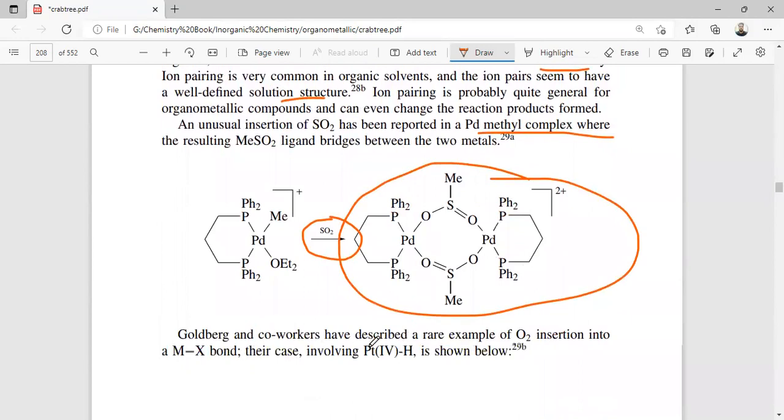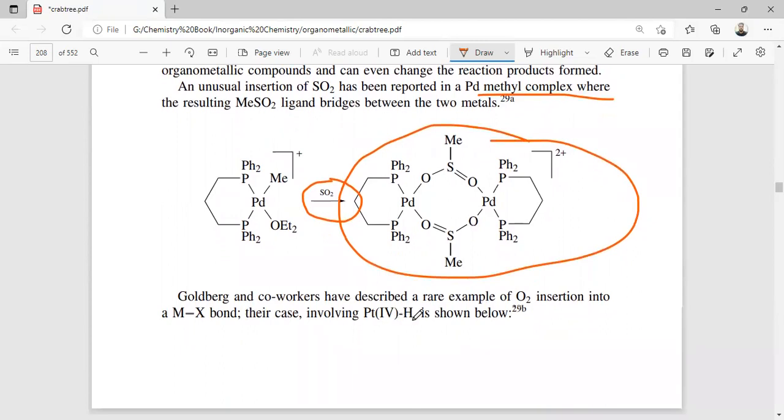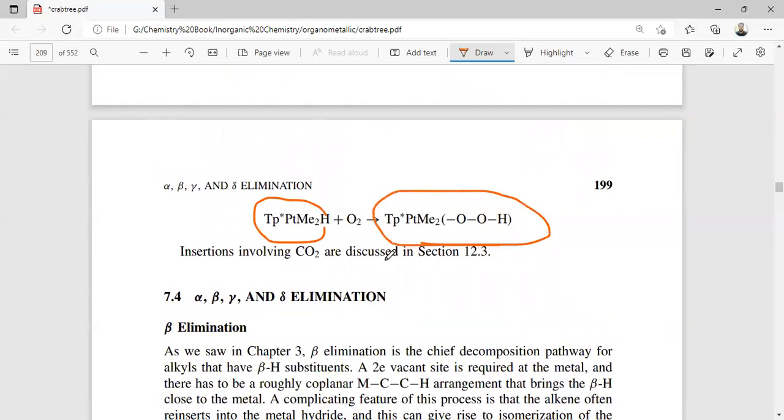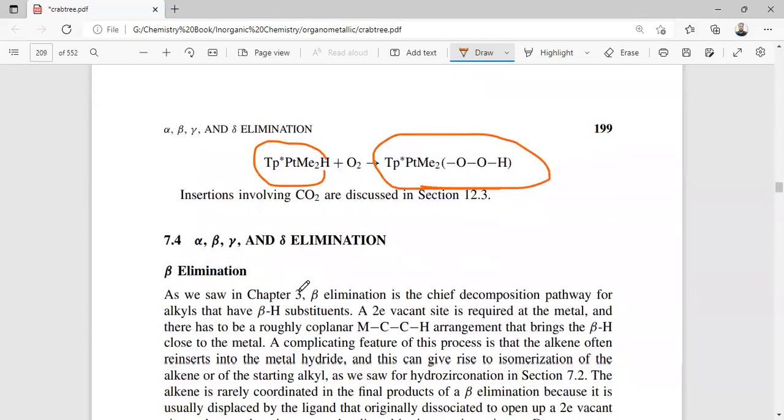Goldberg and Kowarskar have described a rare example of O2 insertion into the M-X bond in the case of a palladium hydride, shown below. Here the O2 is inserted between this metal hydride to form this intermediate. So next we will discuss the elimination reaction.